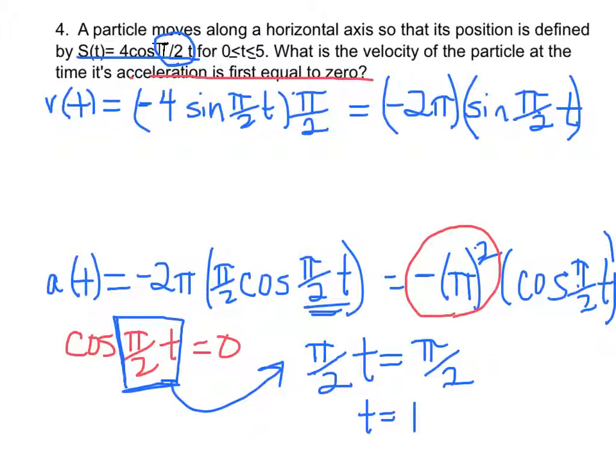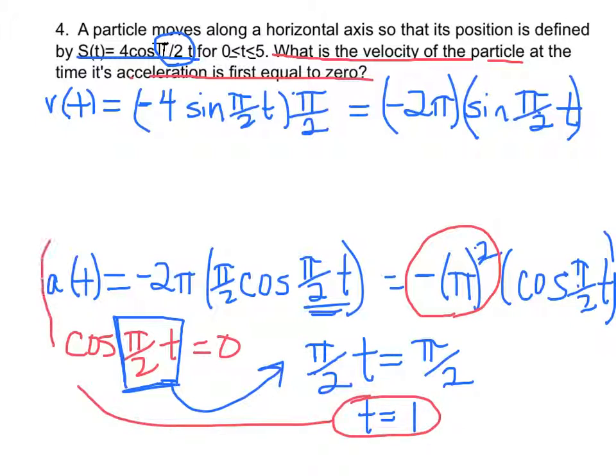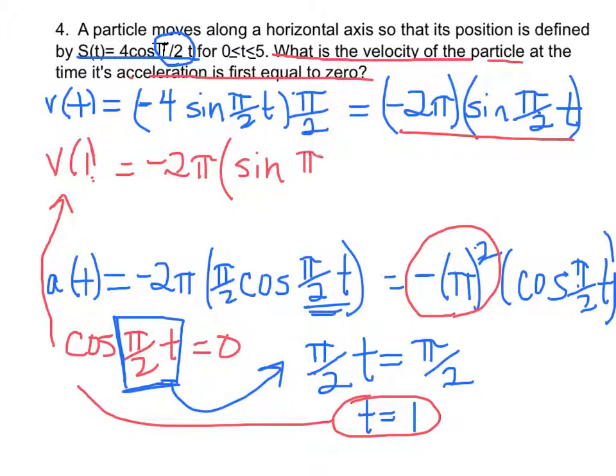Okay? Now let's go back to the question again, because what it's asking is what is the velocity of the particle at the time its acceleration is equal to 0. So we found that time right down here, t equals 1. Now, last but not least, we are going to throw that into the velocity equation. So what they want you to find is v of 1, and I promise we're done after this. Okay, so v of 1 equals negative 2 pi times the sine of pi over 2 times t, but remember t is 1.